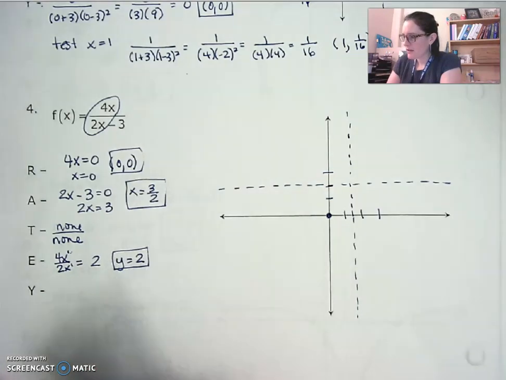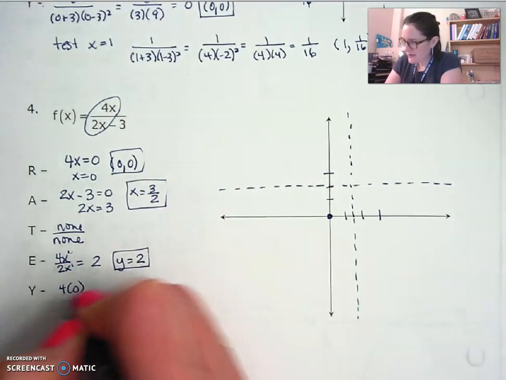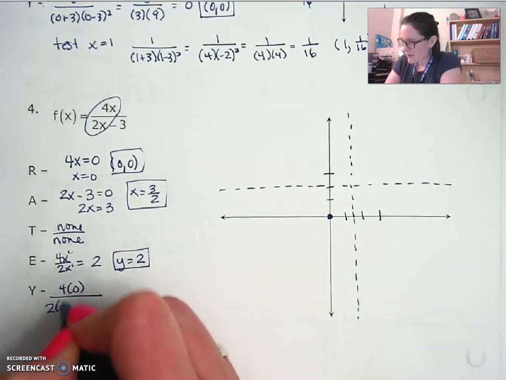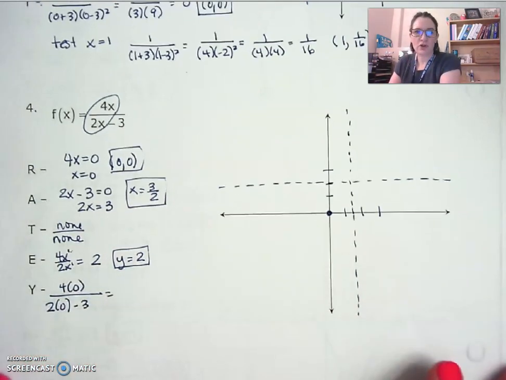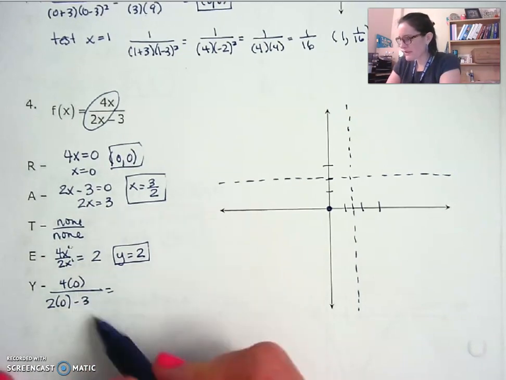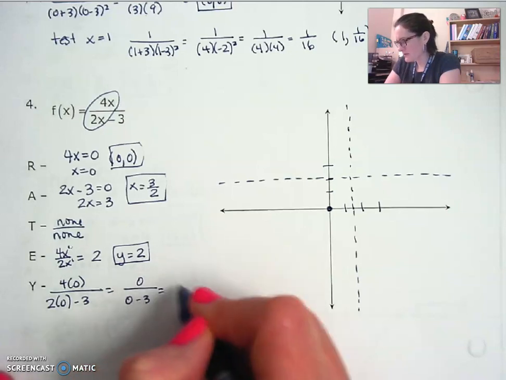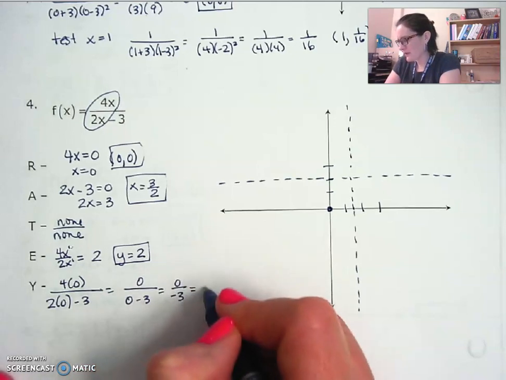All right, the y-intercept we already know is 0, 0, but just for consistency, and so you can see the math, how to do order of operations. There's no parentheses to simplify, there's no exponents, so I go to my multiplications. 0 over negative 3 is 0.